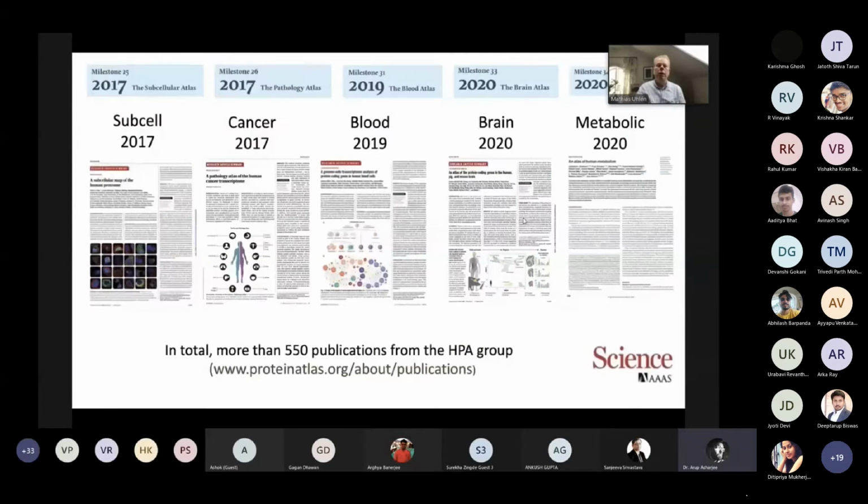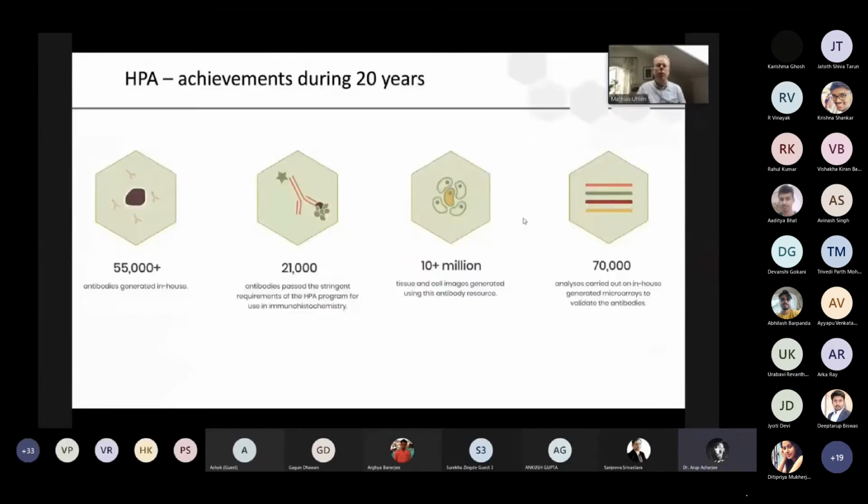But since then, we have published quite a few additions to the Protein Atlas: a subcellular atlas in 2017, a cancer atlas in 2017, a blood atlas about 1 year ago, and then a brain atlas in April last year, and a metabolic atlas. And in total, more than 550 publications from our group.